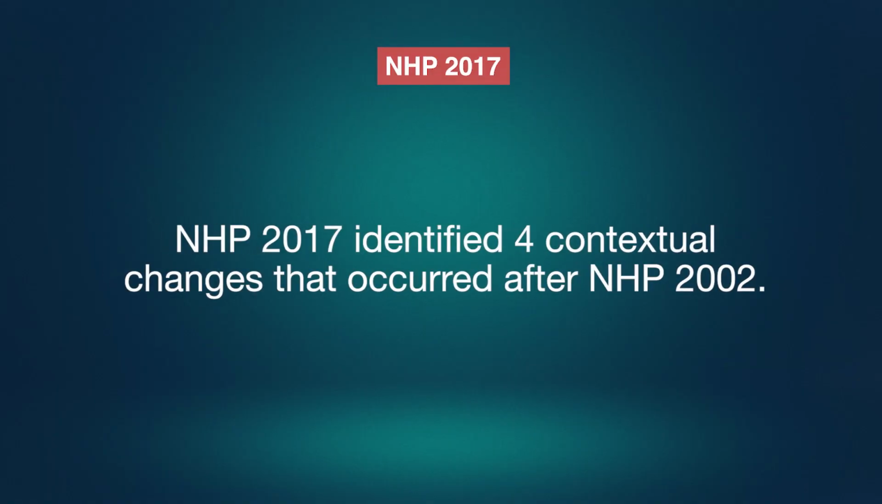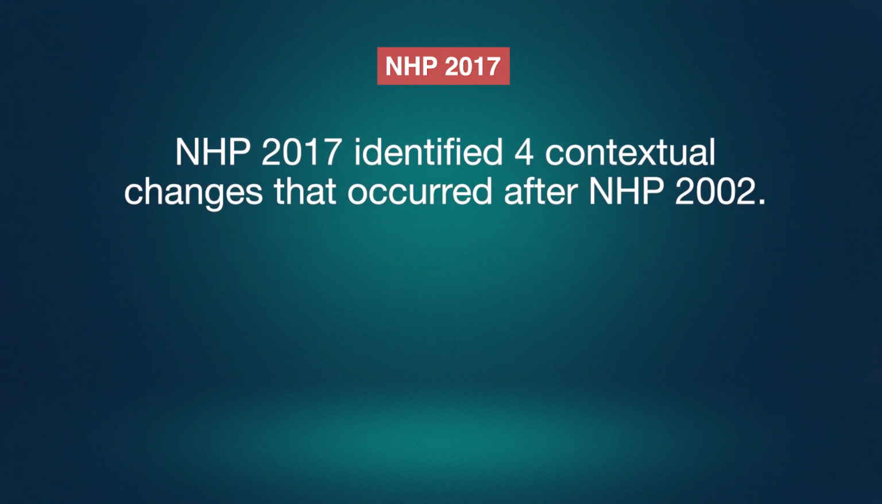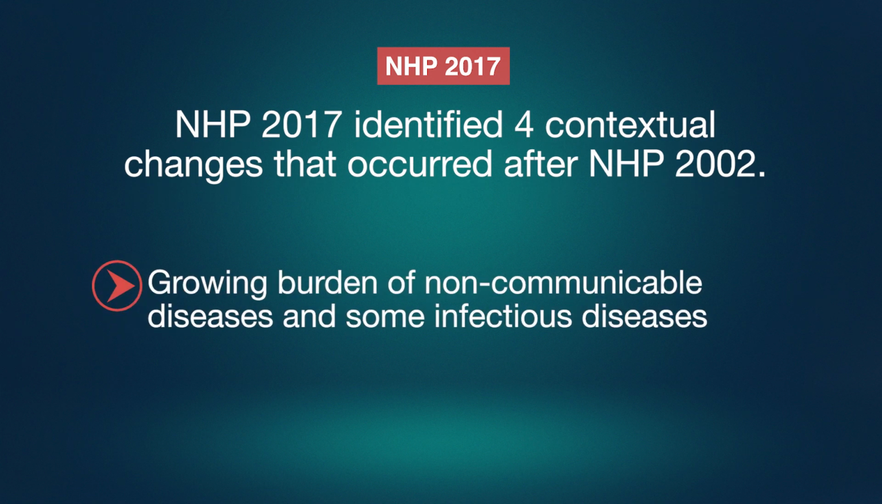Let us now move on to the last national health policy, which was implemented in the year 2017. NHP 2017 identified 4 contextual changes that had happened since the formulation and implementation of National Health Policy 2002. The 4 contextual changes were the growing burden of non-communicable diseases and some infectious diseases. So the type of diseases have changed since the days of 2002 and 2017.